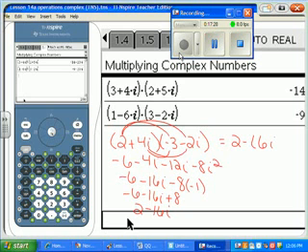Now in your homework, I'm going to have you FOIL these out by hand. What's 8 plus negative 6? Two. Okay? Any questions? Concerns?